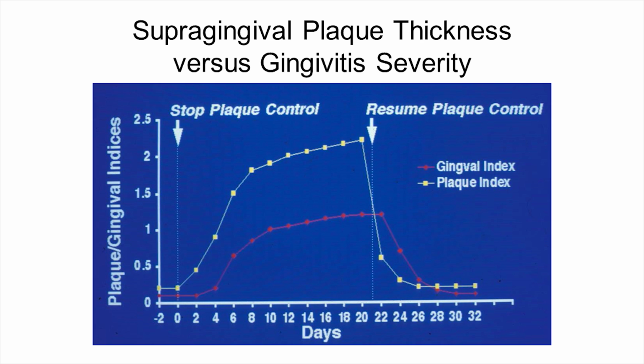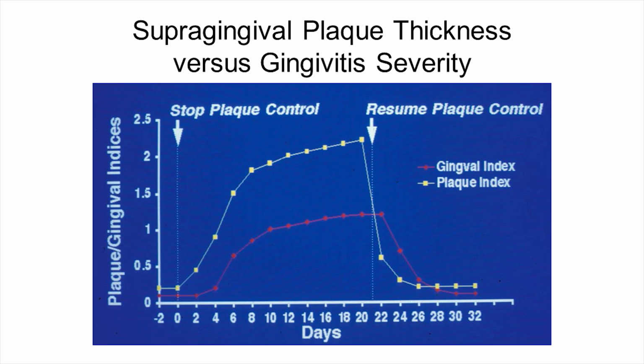In comparison to the increased plaque thickness, you can also see the red dots showing the increase in the visible kind of redness in the gingiva or the tendency for bleeding on provocation. This is called the gingival index, and it measures the severity of the gingival inflammation. And so it's pretty clear that as the thickness of the supragingival plaque increases, you see this increased tendency for gingival inflammation to exist in the adjacent tissue.